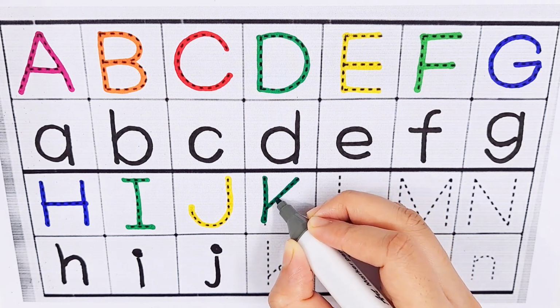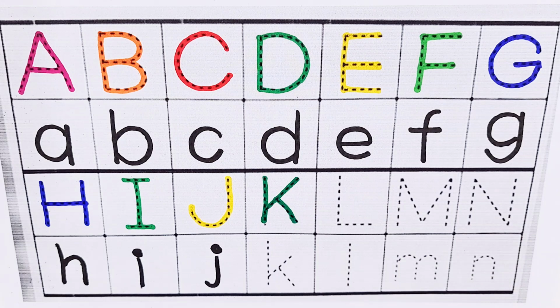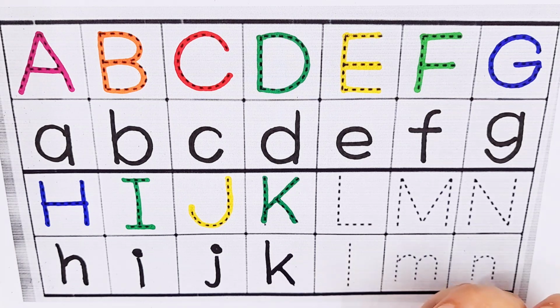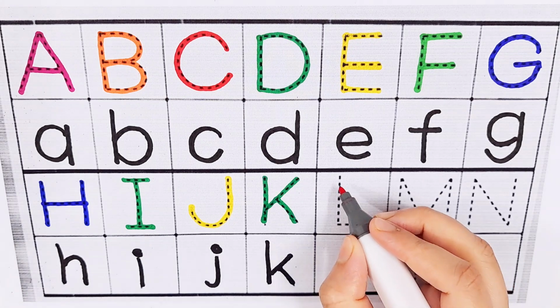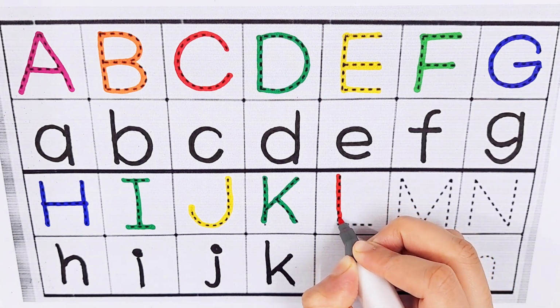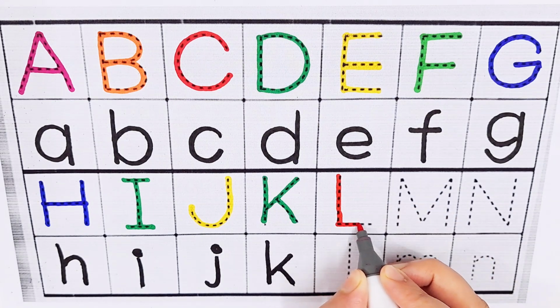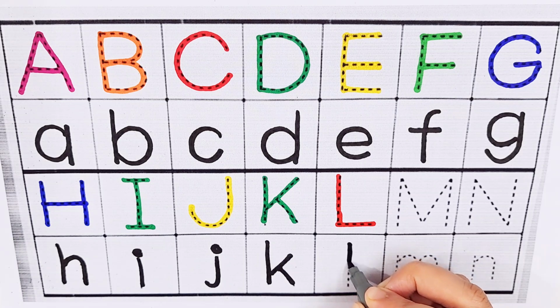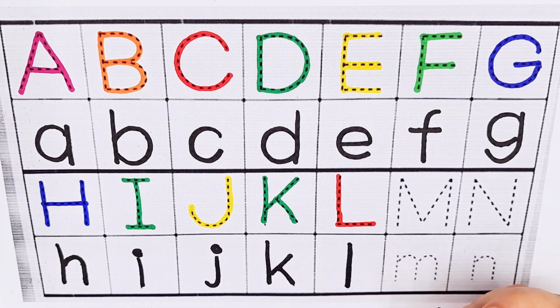K for king. K for kingfisher. L for lollipop. L for lemon.